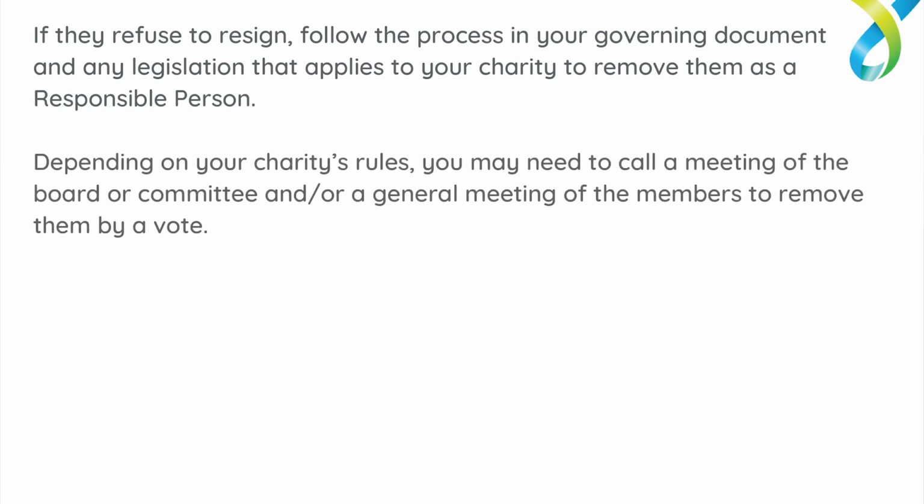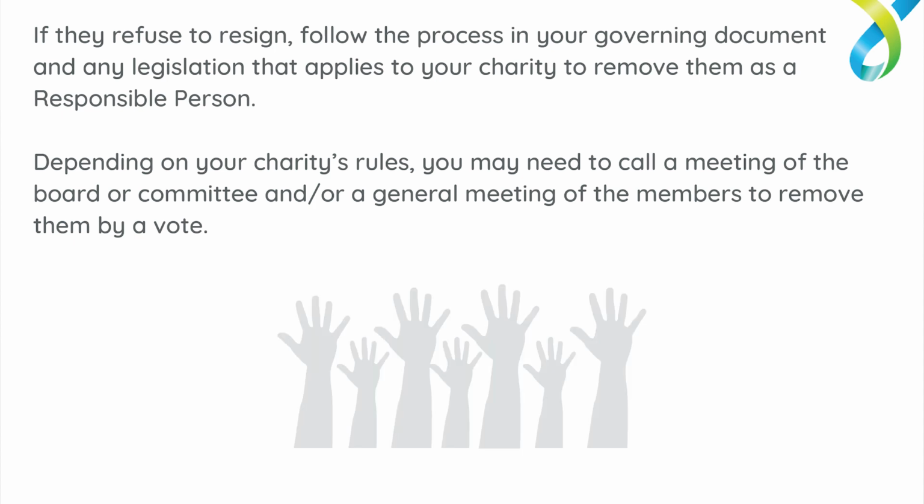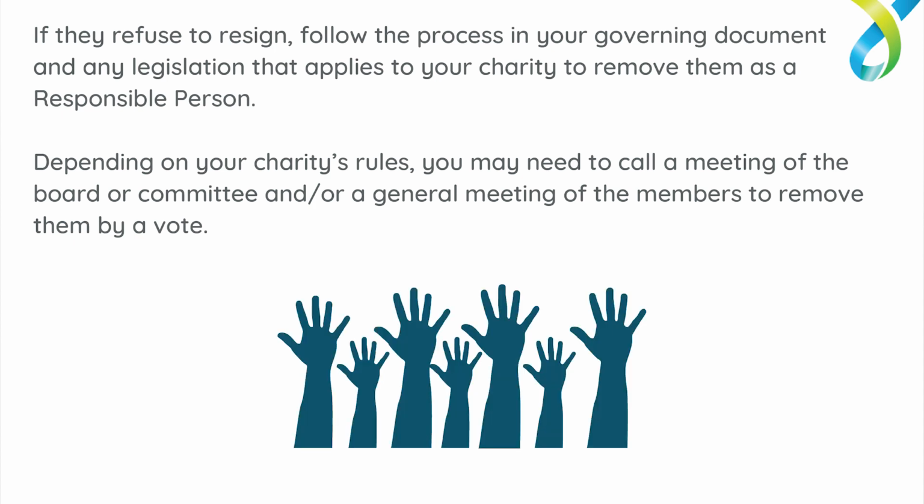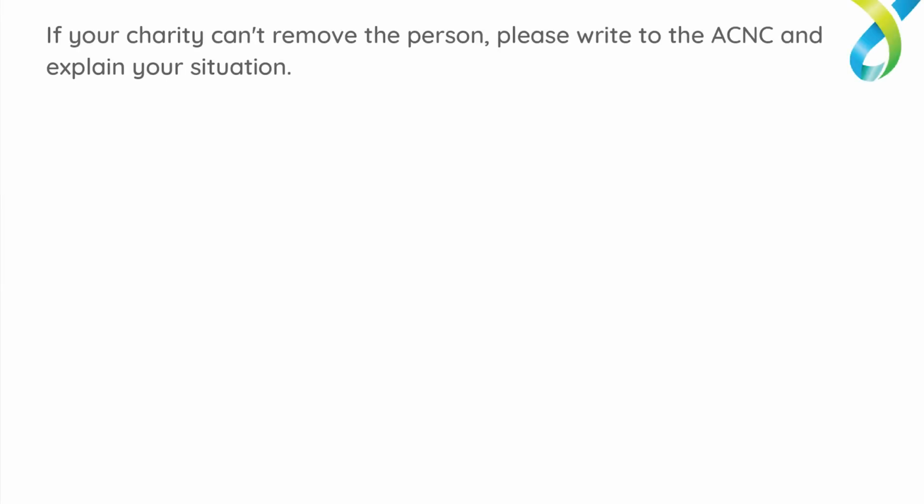Depending on your charity's rules, you may need to call a meeting of the board or committee or a general meeting of the members to remove them by a vote. If your charity cannot remove the person, for example, if the members of a company limited by guarantee refuse to remove a director, please write to the ACNC using the details via the link provided and explain your situation.